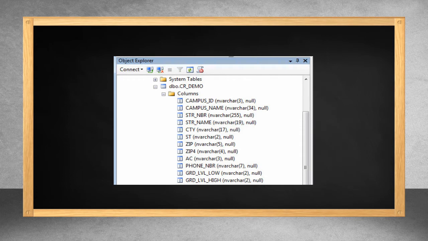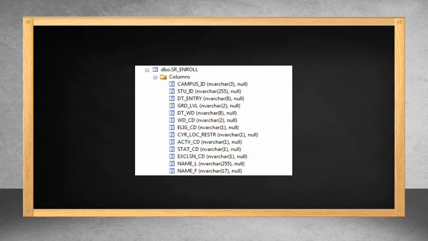Click the plus signs to the left of each table name and columns to expand the list of table fields. SR Enroll. This is the main student table containing basic enrollment information for the student. It contains data field items such as campus, grade level, student ID, student last name, student first name, student date of entry, student date of withdrawal, mailing address, etc.